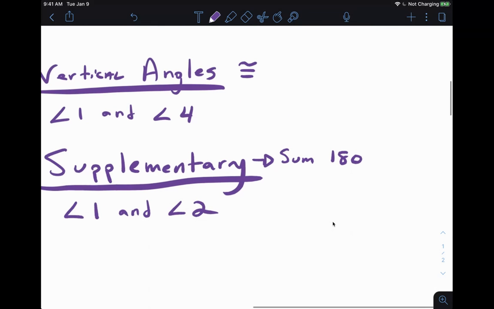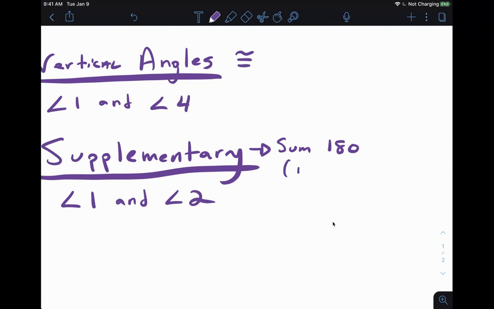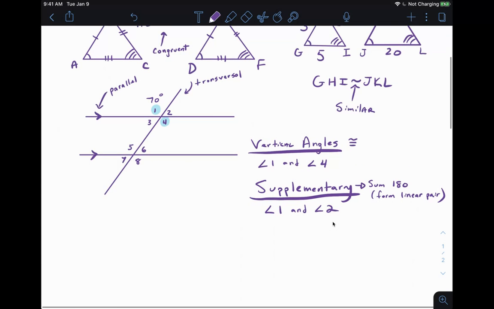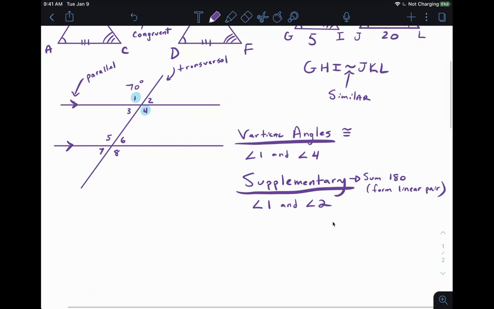Basically, they form what's known as a linear pair. That's another way of saying that. They're forming a straight line. If you weren't aware of this, think about a right angle has 90 degrees. A straight line is 180 degrees. So if you look at angle 1 and angle 2, how can I erase my highlighting? If you look at angle 1 and angle 2, they're forming a straight line together. So they're going to add up to 180 degrees.